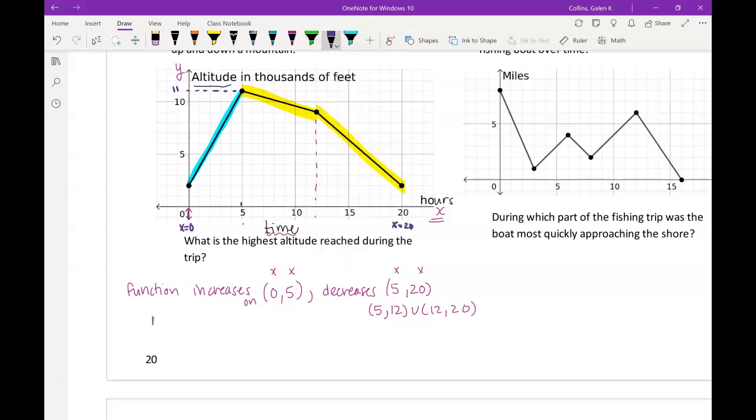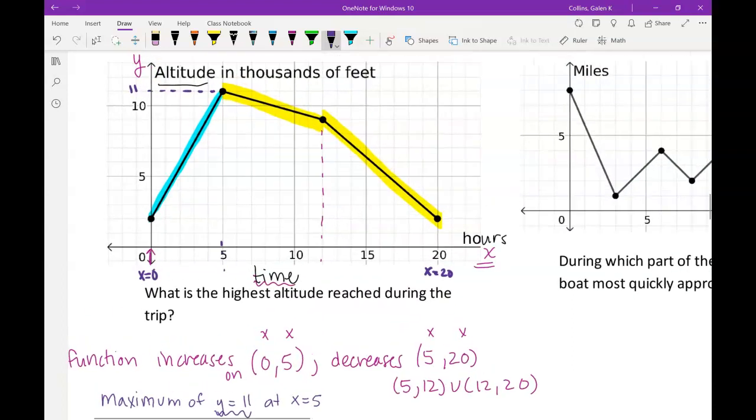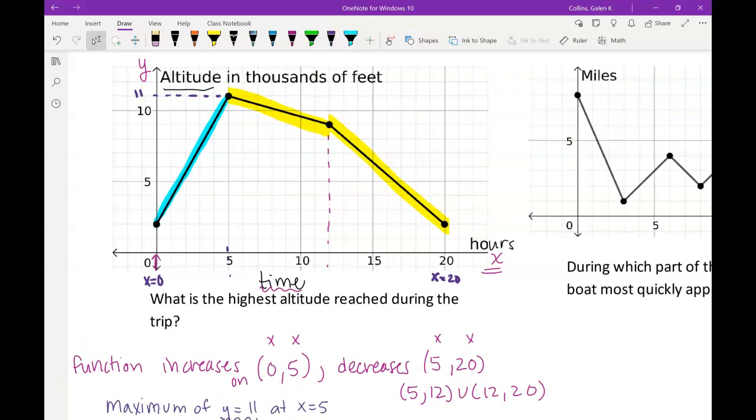So I'm going to write this. I'm going to say there is a maximum of y equals 11, and I'm going to just specify that happens at x equals 5. So the maximum value is the 11. 5 is the location where on the graph that maximum occurs. All right, then if I look for my absolute minimum values, well, the minimum y value that I see between x equals 0 and x equals 20 is the y value at y equals 2.